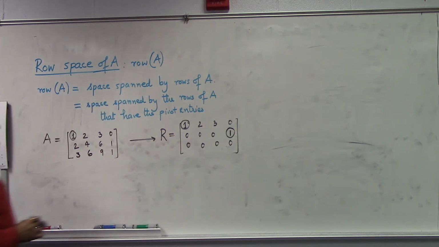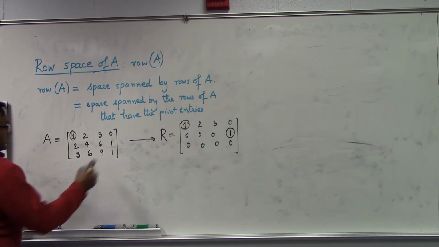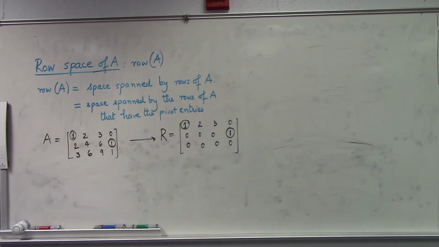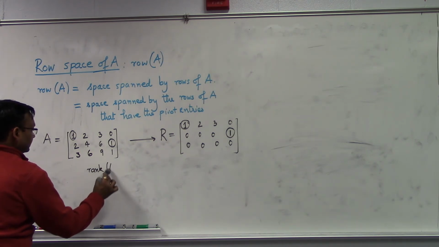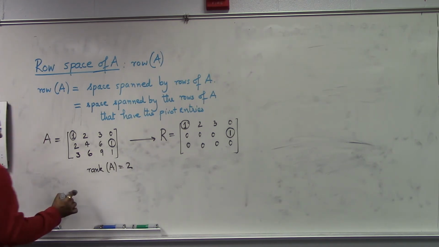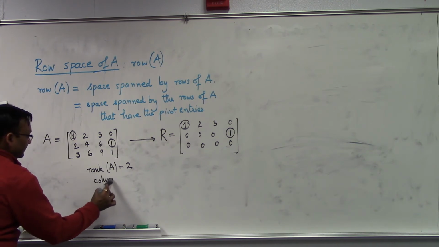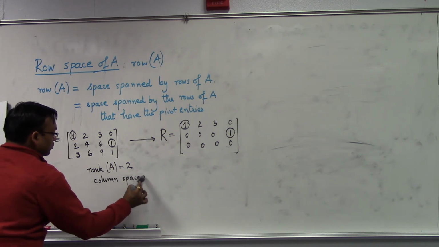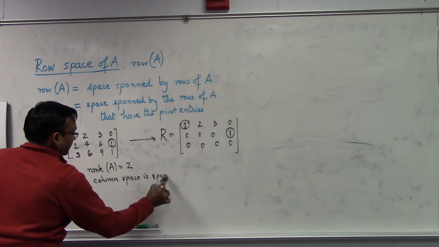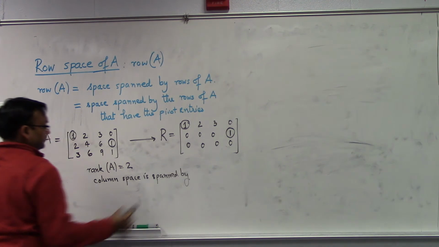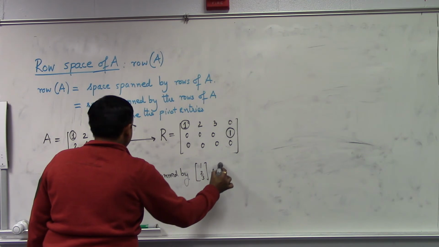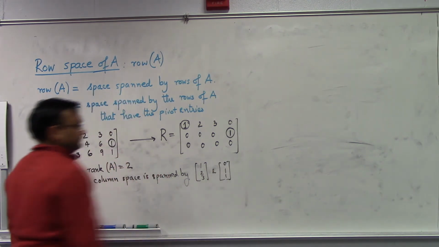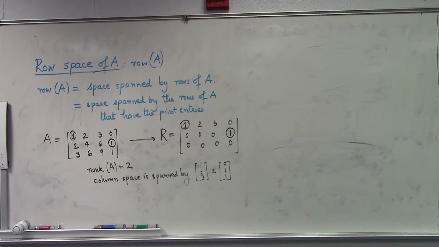So now I will say that I have 2 pivot entries, and they correspond to the first column and the fourth column. So if I want the column space of A, I would aim for the first and the fourth column. So the rank of A is 2. The column space of A is spanned by (1, 2, 3) and (0, 1, 1). Okay. What about the row space of A?